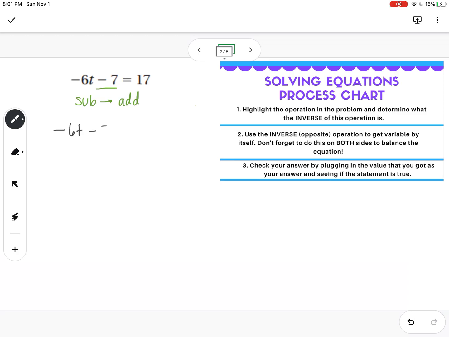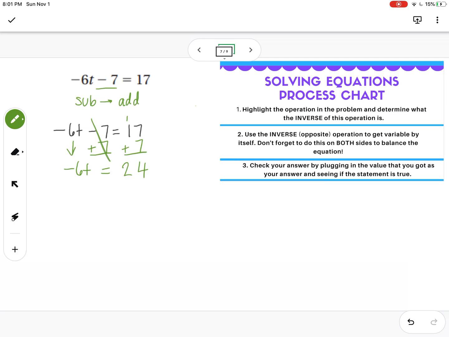So -6t minus 7 equals 17. We're going to want to get rid of that subtraction by adding. So we're going to add 7 to both sides. Remember, -7 and +7 will cancel. And then we're going to add +7 on this side. These are both positive, so this makes the math pretty easy for us. 7 plus 7 is 14. Carry the 1, so we're left with 24. So we bring down the rest, and we are left with -6t equals 24.